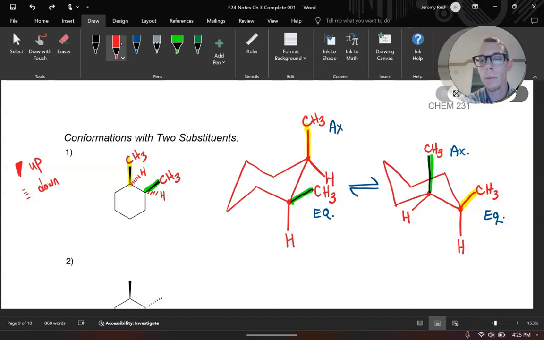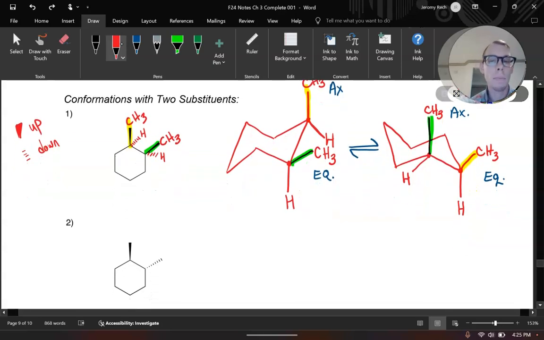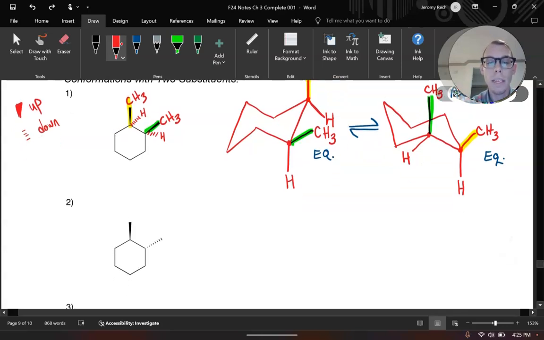Let's go ahead and jump down to one more example. We're going to look at a molecule that's remarkably similar. The only thing that we're going to do is change our second CH3, which is my green one, into a dash instead of the original wedge. So our starting point is going to be really similar.